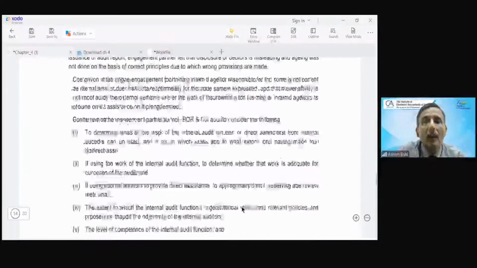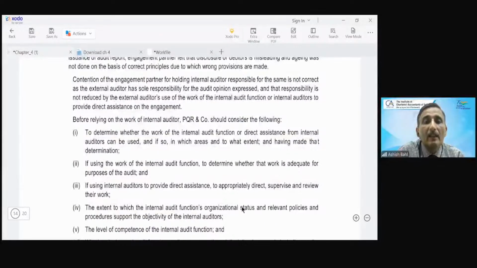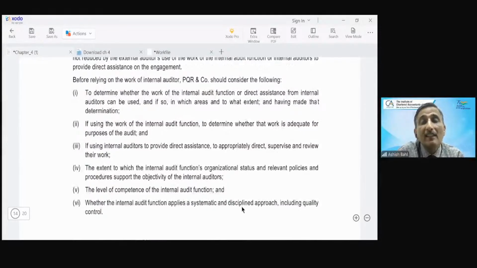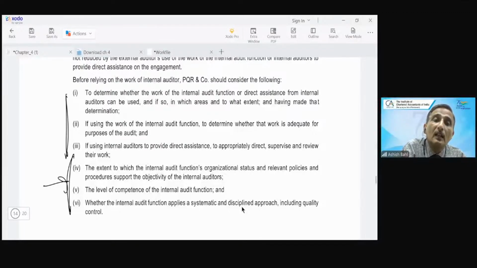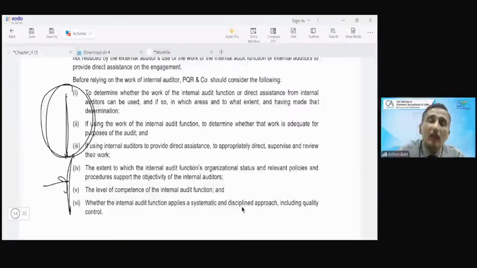And before relying upon the work of the internal auditor, he has to see what is the competence of the internal auditor, what is his organizational status, whether he follows a systematic and disciplined approach. So all these factors have to be considered by him. Then only he can either use the work performed by the internal auditor, or he can use him in the form of direct assistance, to render direct assistance under his direction, supervision, and review.